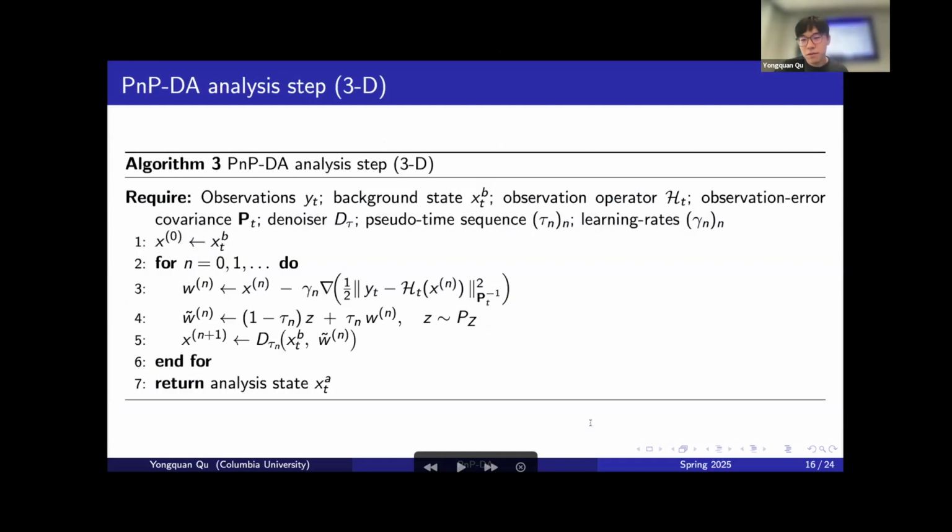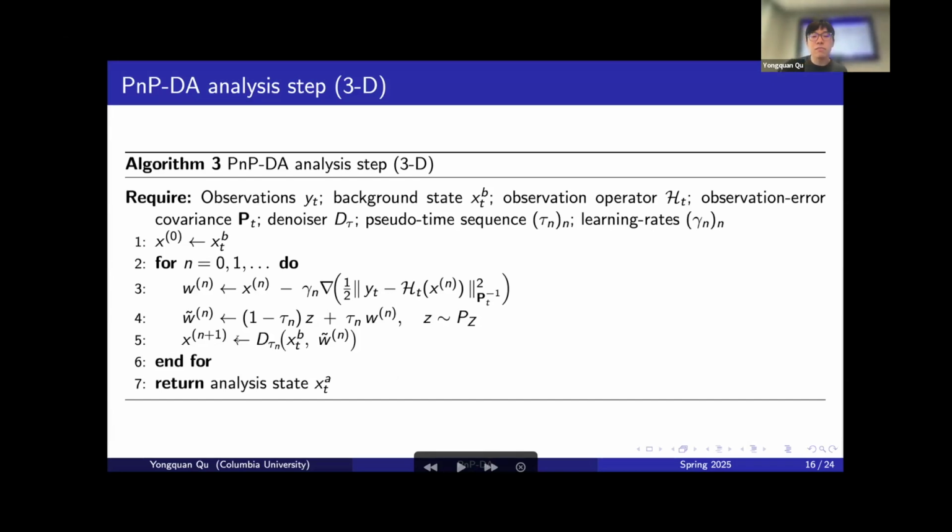So we just put all of them together. Then we have this data assimilation analysis step. In the 3D version, we first perform this gradient descent along the observations, and then we interpolate it back to the probability path, and then we use this denoiser to forward it to the next step, and we do this until convergence.